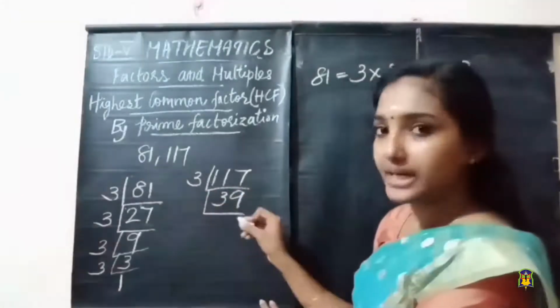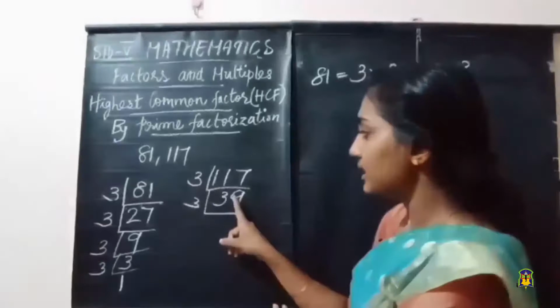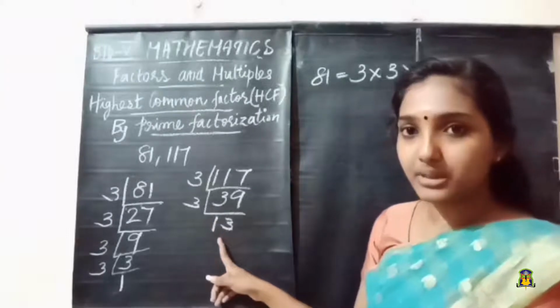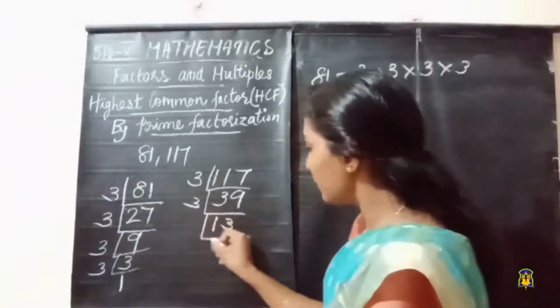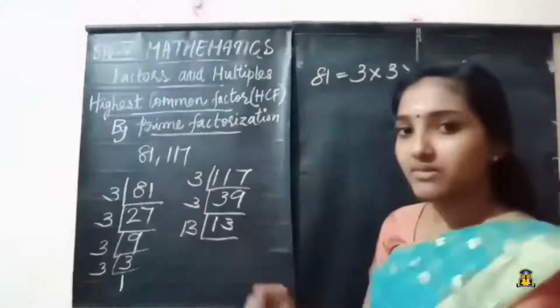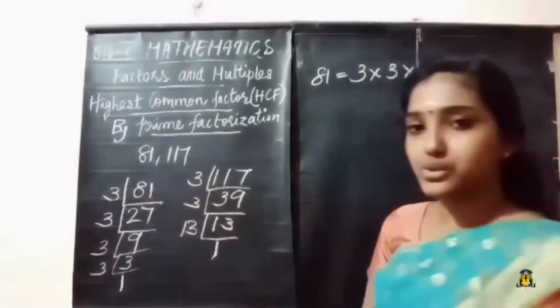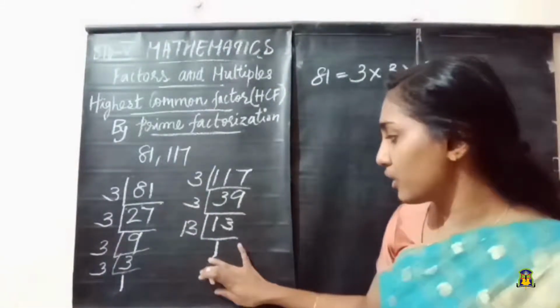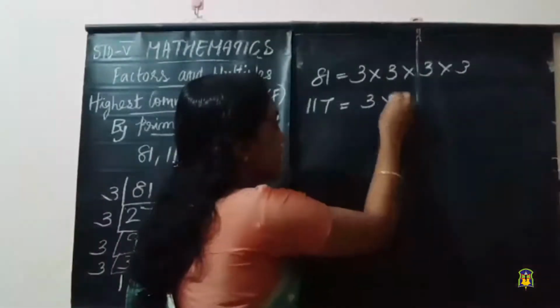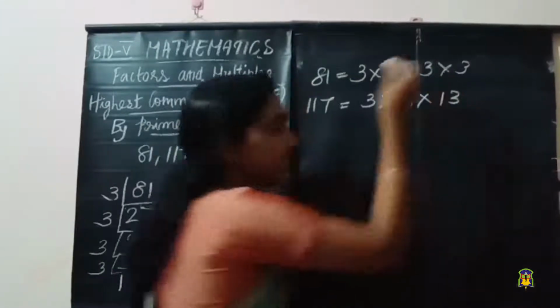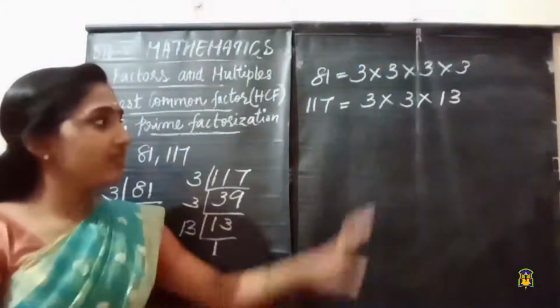Again, dividing 39 by 3, we get the quotient 13. Again 13. Look at 13. 13 is a prime number, right? The only factors of 13 are 1 and 13 itself. So we can divide 13 by 13 itself, and on division we get the quotient 1. So here also we got the quotient 1, and we can stop our division. So 117 is the product 3 into 3 into 13, right? So our first step is over.